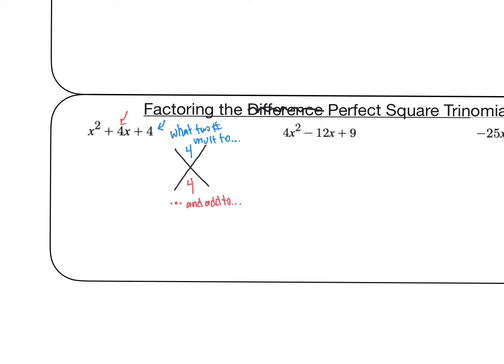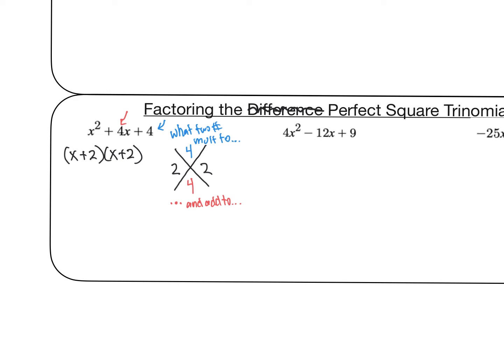So, what two numbers multiply to 4 and add to 4? So, I'll probably cut to the chase because we're probably getting good at this right now. It's just like 2 and 2 seem reasonable because 2 times 2 is 4, 2 plus 2 is 4. Hey, look at that. We're all good. We set up the parentheses and drop those in. Okay.